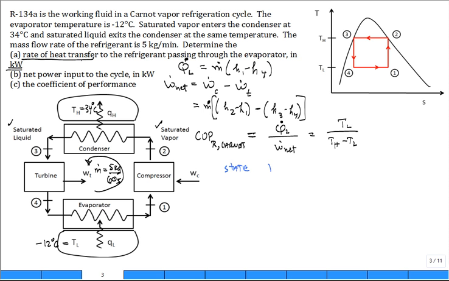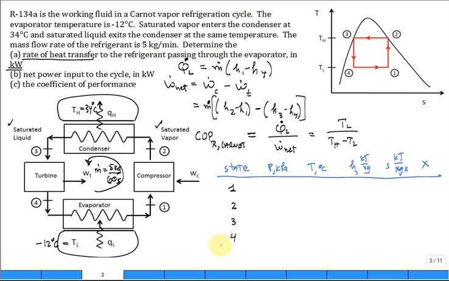Go ahead, put the pressure, maybe kilopascal or bar, some unit. Temperature, degrees C or Kelvin. Enthalpy in kilojoules per kilogram. And the entropy, kilojoules per kilogram Kelvin. And because quality describes a lot of the states, you can also put quality in there. And let's go ahead and fill up this table for state 1, state 2, state 3, and state 4.